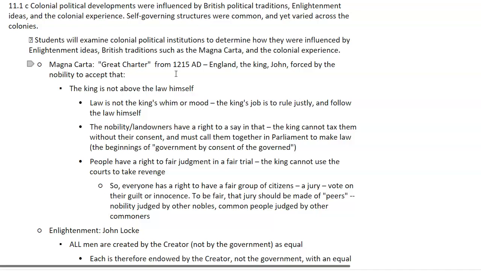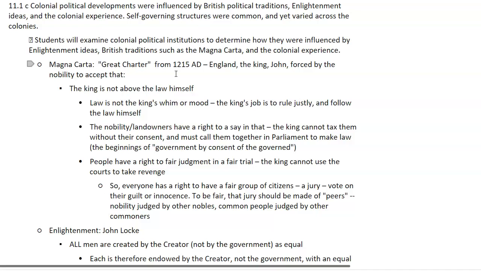Even the king has to follow the law. Law is not the king's whim or mood. The king has to rule justly and follow the law himself. The nobility, which meant the landowners, have a right to a say in that. The king cannot tax them without their consent, and he must call them together in Parliament to make law. This is the beginnings of the idea of government by consent of the governed. Let me point out, though, the only people who had a say were the big landowners, meaning the nobility.